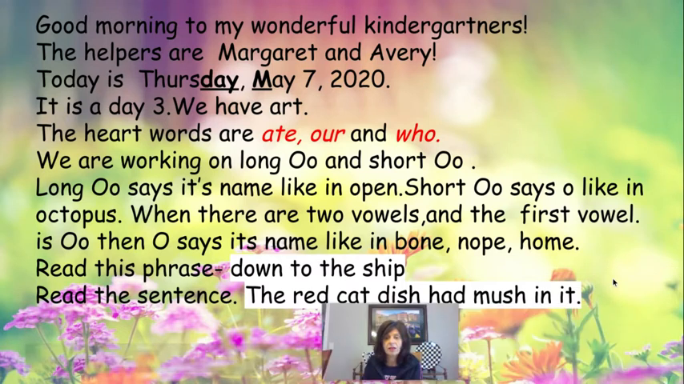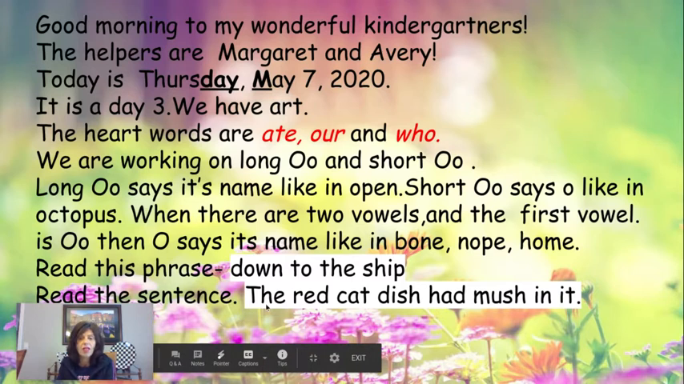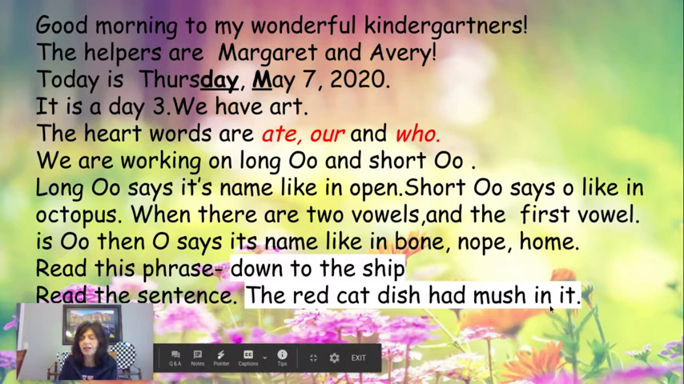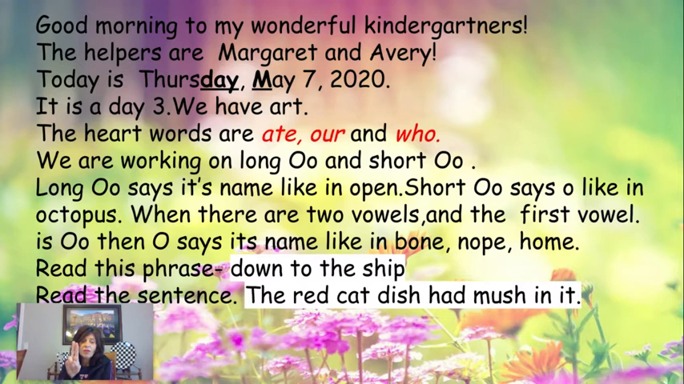Okay, now let's read this sentence. I'm going to move. Okay. The red cat dish had mush in it. Okay, so let's read that again. The red cat dish had mush in it. So let's count all the heart words in that sentence. 1, 2, 3, 4. 4 heart words. And then, boys and girls, see if you can find the digraphs, the 2 letters that come together and makes one sound. If you said S and H, shh, and kiss your brain, because that's right.